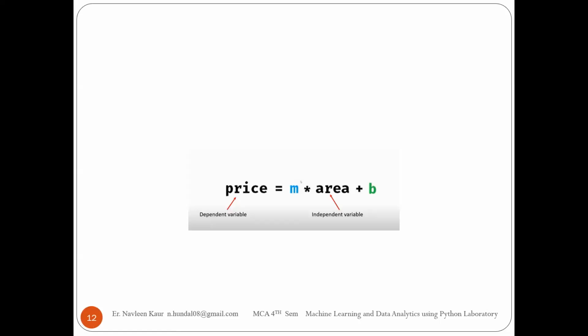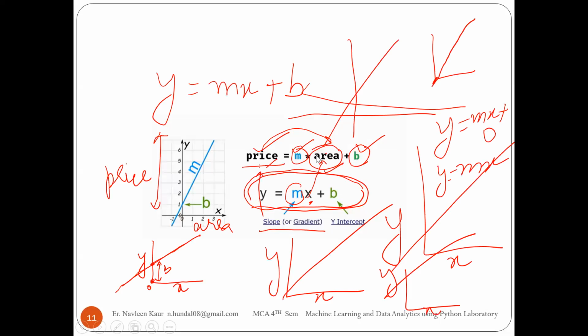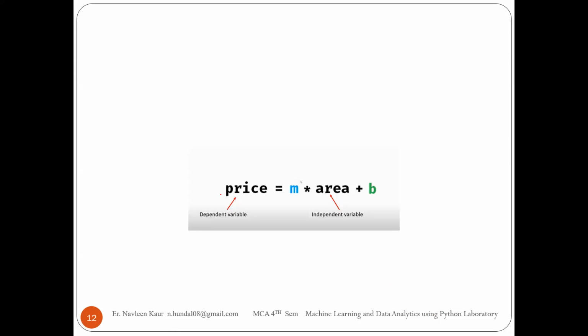So the same thing that I have mentioned here, this one. Okay, so I am writing it again: your price is equal to m into area plus b. Okay, so this that we want to calculate is known as the dependent variable. It is depending on something, right? On which is it depending? It is depending on area. Okay, if area is increasing, the price is increasing. If area is decreasing, the price is decreasing. So that's why your price is directly depending on area. So that's why it is known as the dependent variable.